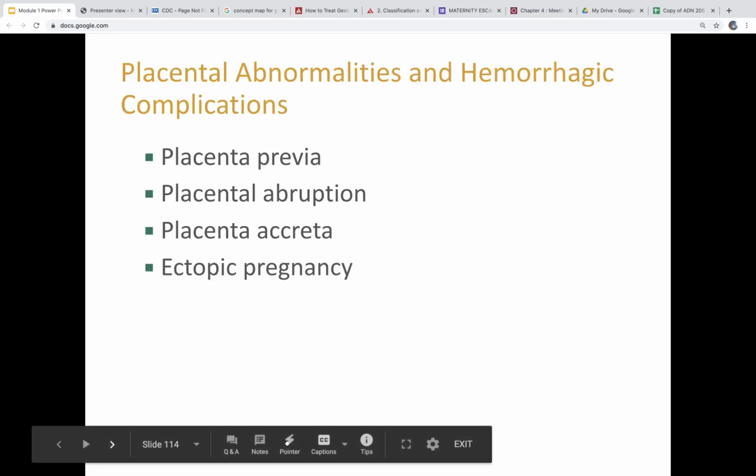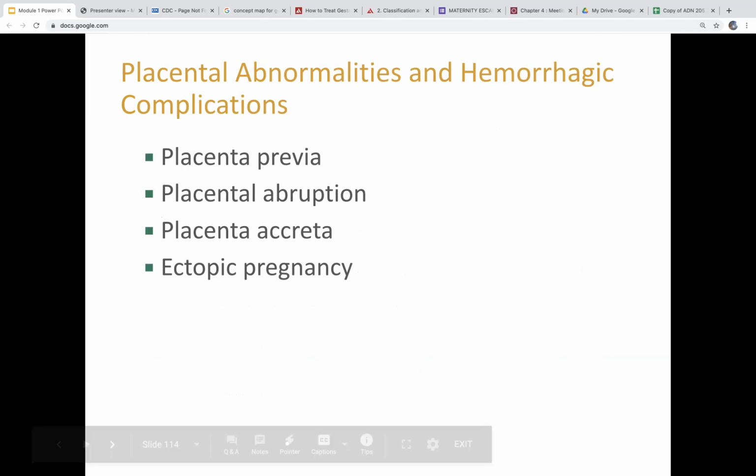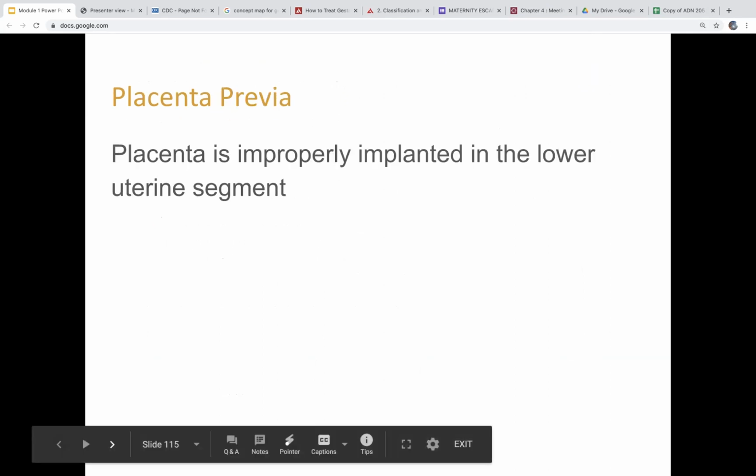Placental abnormalities and hemorrhagic complications. The next four we're going to talk about are placenta previa, abruptio, accreta, and ectopic. Placenta previa is when the placenta is improperly implanted into the lower uterine segment. A lot of these complications are C-section delivery only, especially if it's a complete placenta previa.